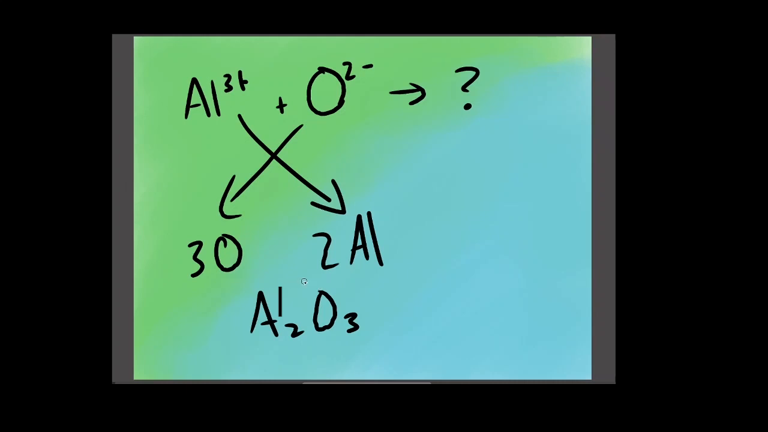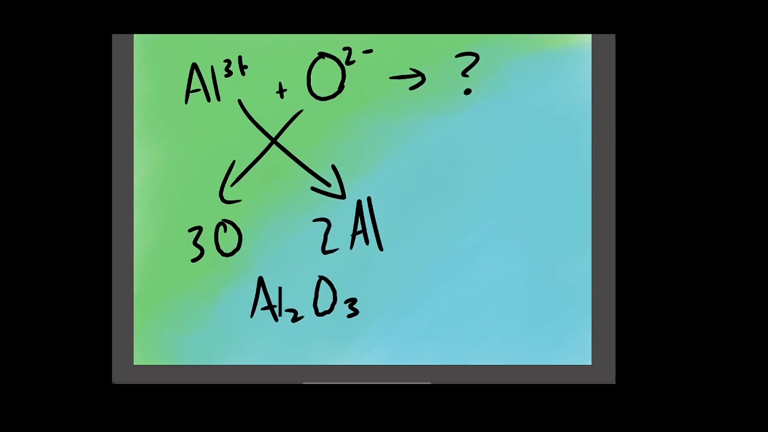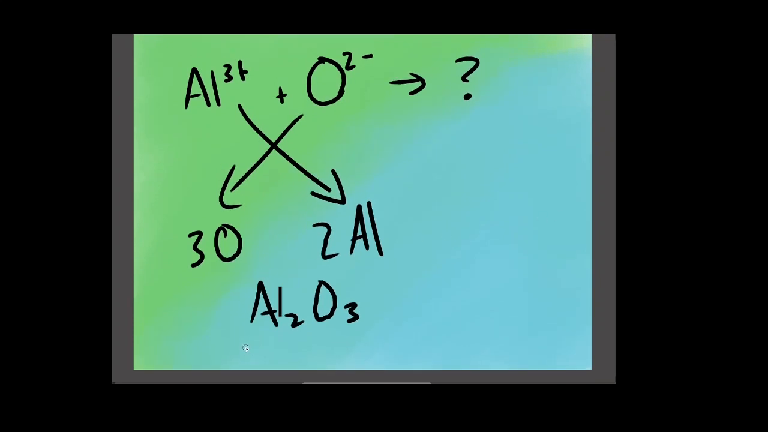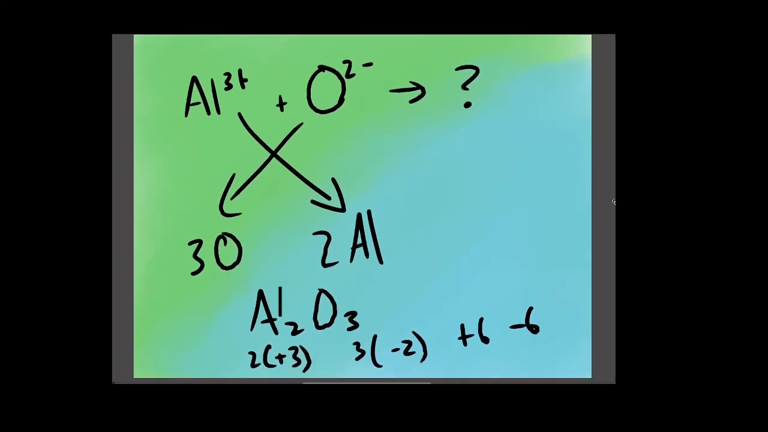Now if we were to calculate the charge, you can see that Al has 2 times positive 3 charge, and O has 3 times negative 2 charge, which makes it into plus 6 and minus 6, so we have a neutral molecule. Therefore, this is the correct answer.